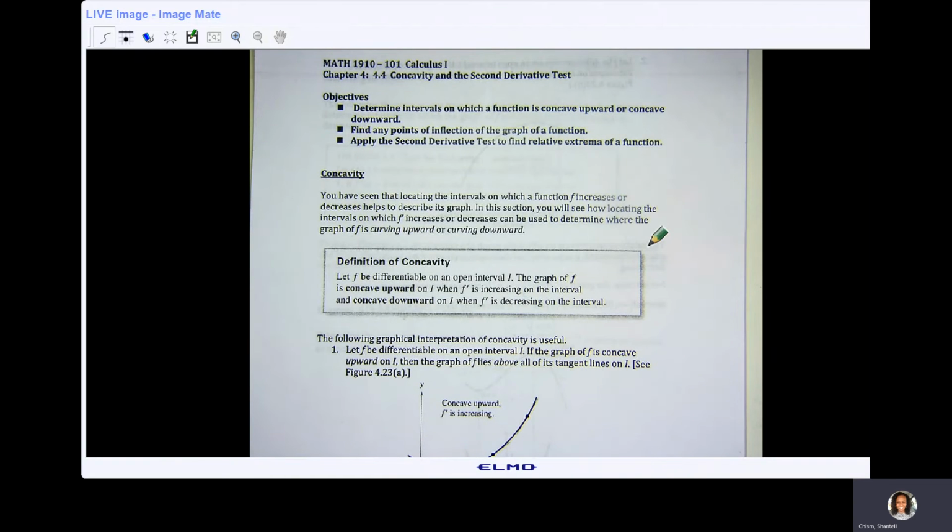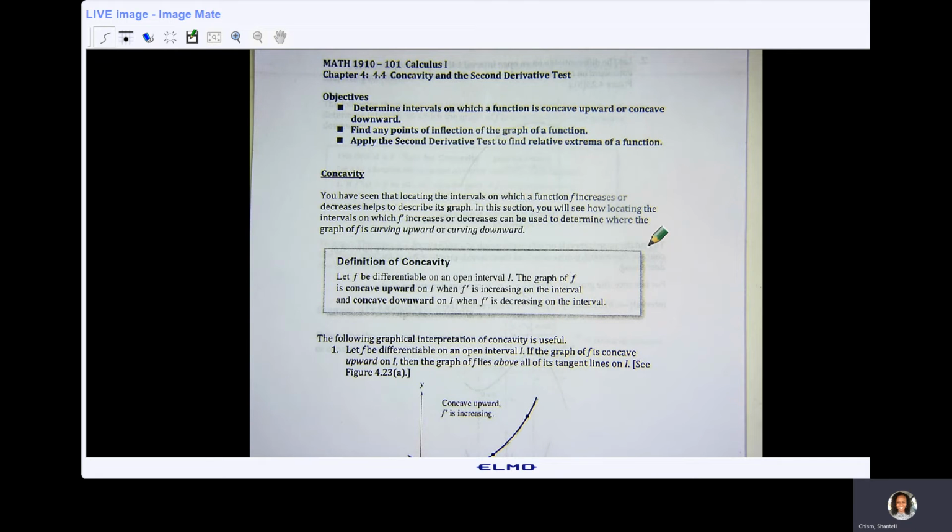So chapter 4 is relegated to module 3, okay? So just be aware of how it kind of changes. It's just the way that the sections are numbered. And then remember, our last module is actually focused on chapter 5, okay? Module 4 is for chapter 5. Module 3 is for chapter 4, okay? So we're looking at concavity and the second derivative test, all right?